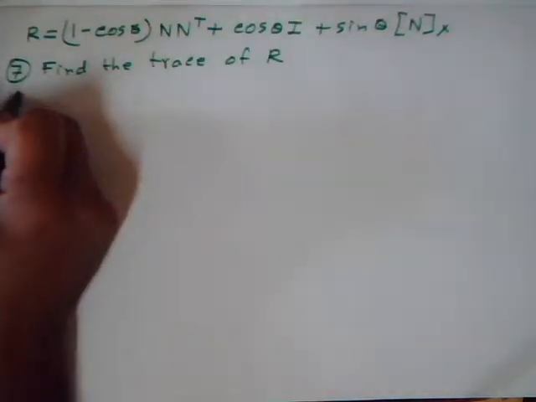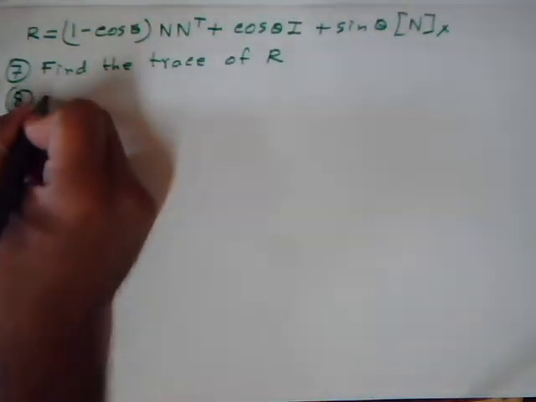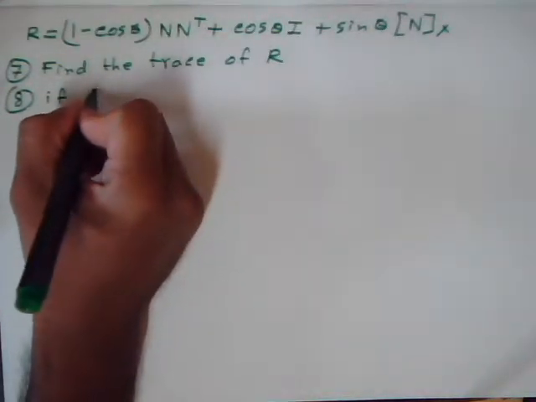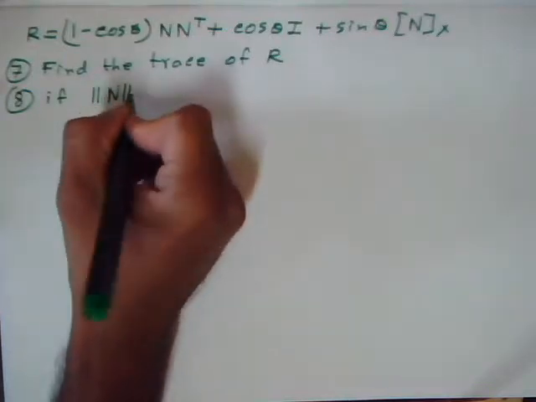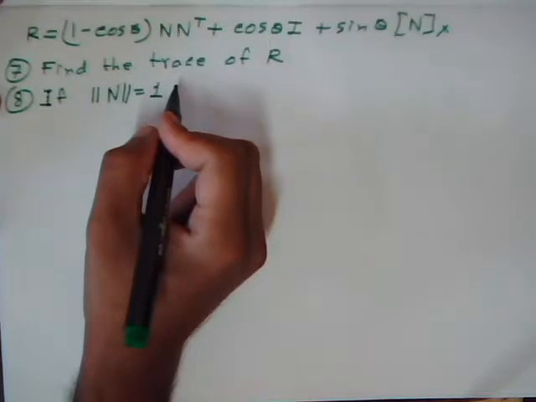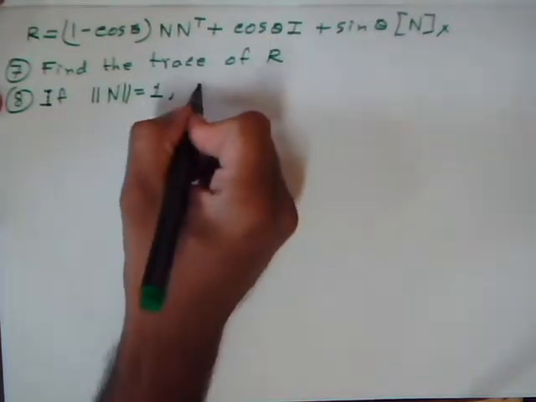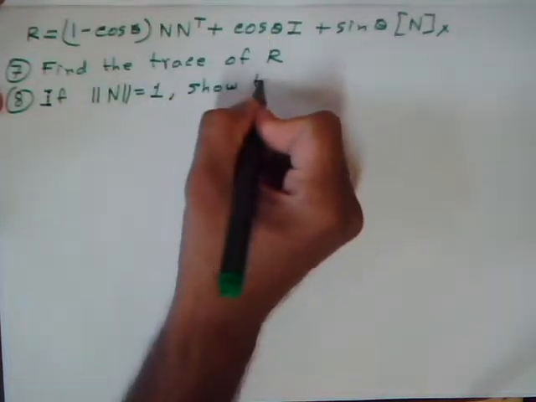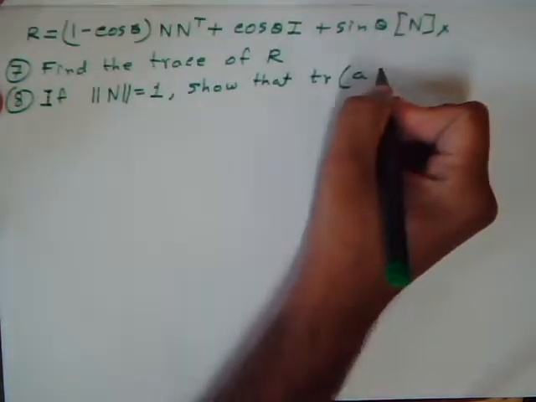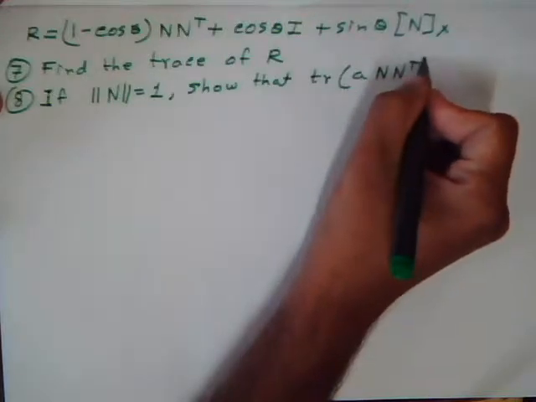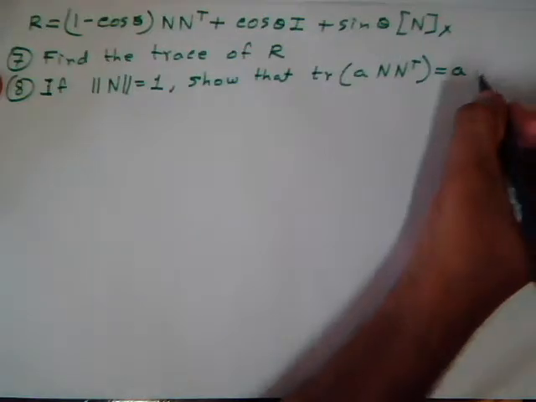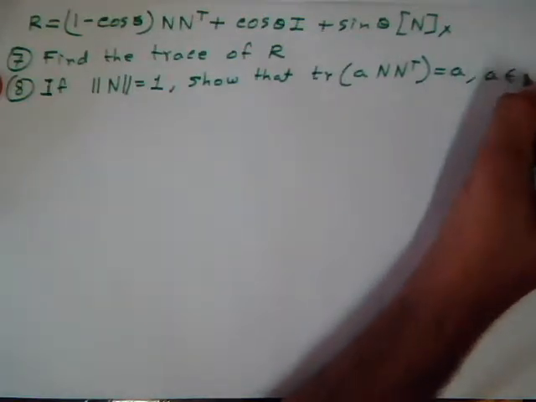Next question is, if a vector n is such that the norm of n is equal to 1, that is, if n is a unit norm vector, then show that the trace of the matrix A n n transpose is equal to A, where A is a scalar.